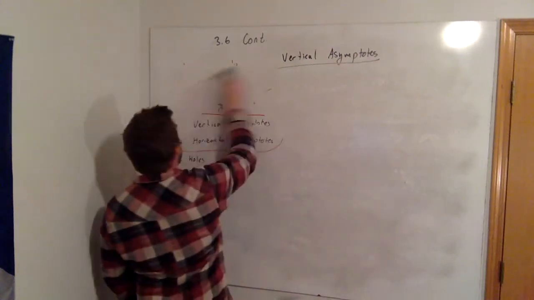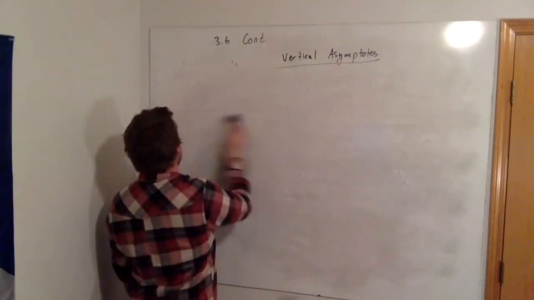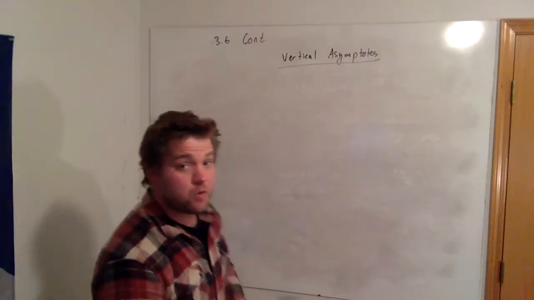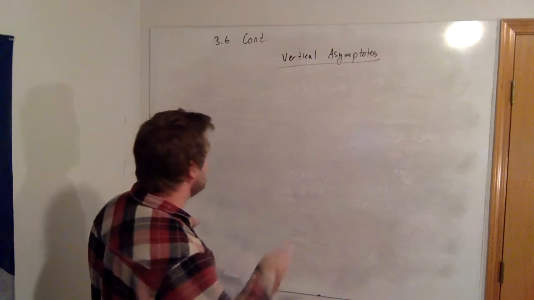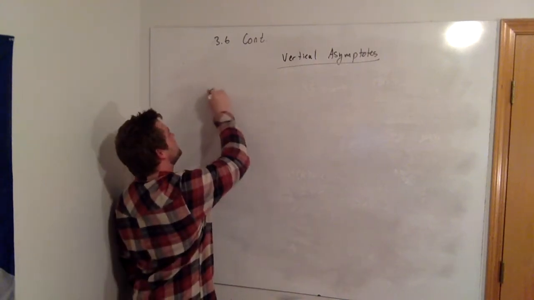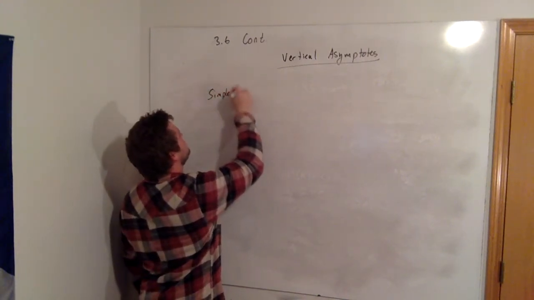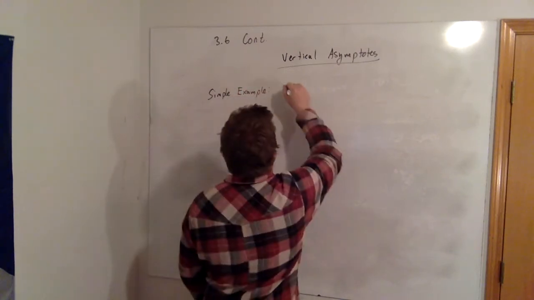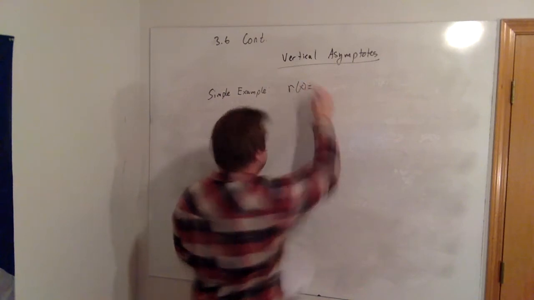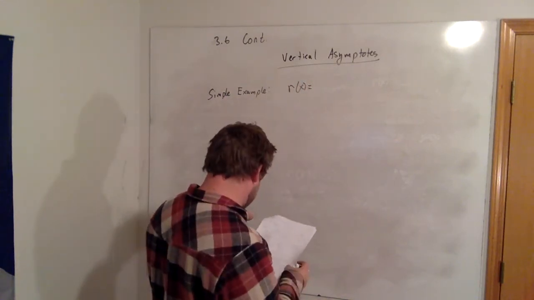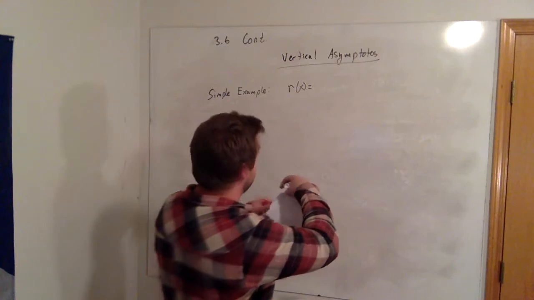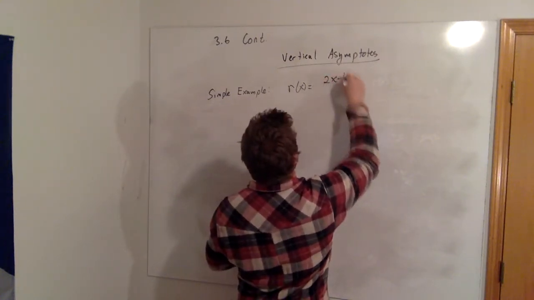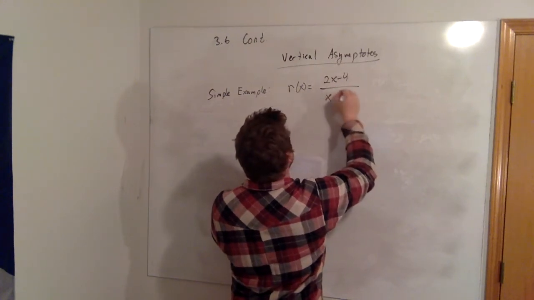So let's take a look at a simple example and try to think, where should we look on a rational function to try to figure out where the vertical asymptotes are. So I'm going to write kind of a simple example. Okay, so let's say we have the rational function r of x. Let's say it's 2x minus 4 all over x minus 3.